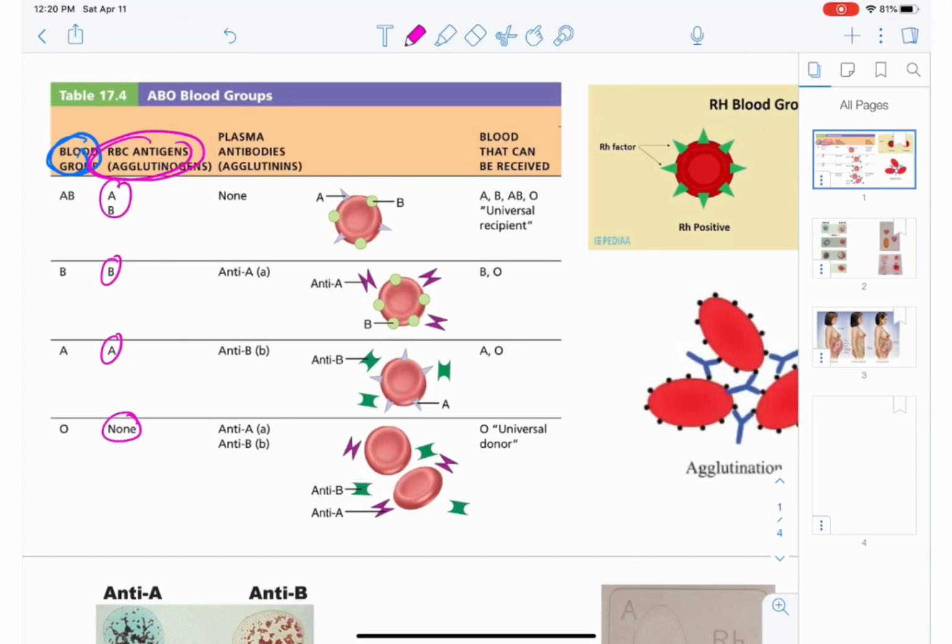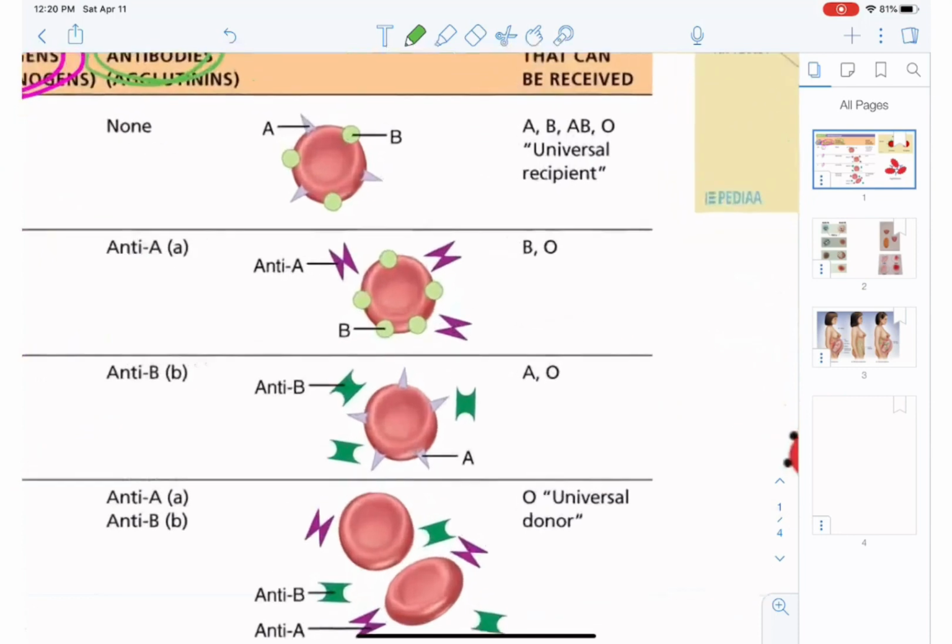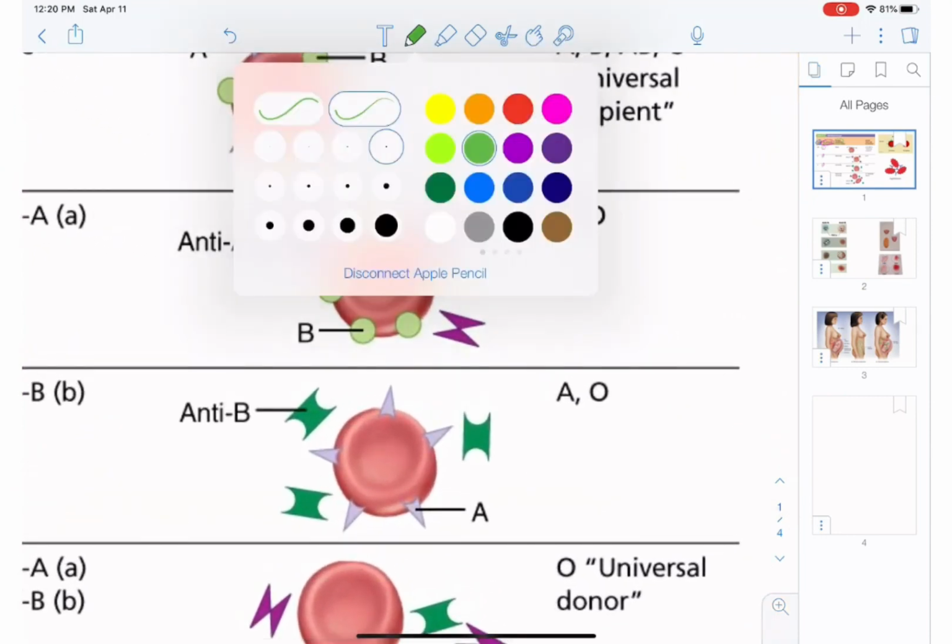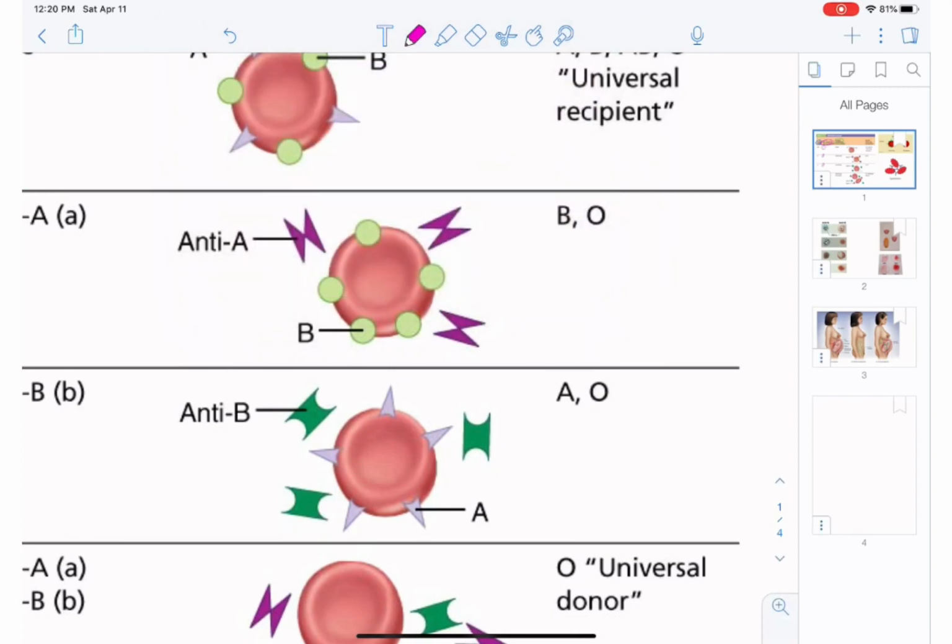Now, another thing that I want to talk about here are plasma antibodies related to these ABO blood groups. And let's look at the type B individual here. So what these antigens are is they're cell surface markers. They're markers on the cells that allow the immune system to recognize these cells as our own, as opposed to being foreign cells.